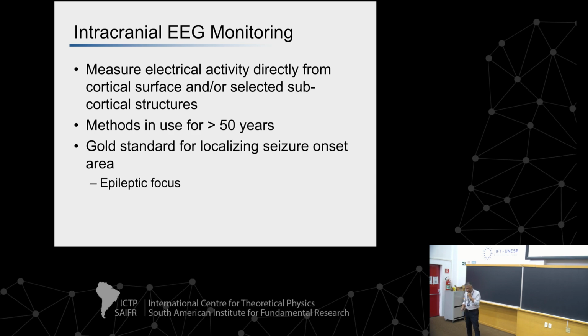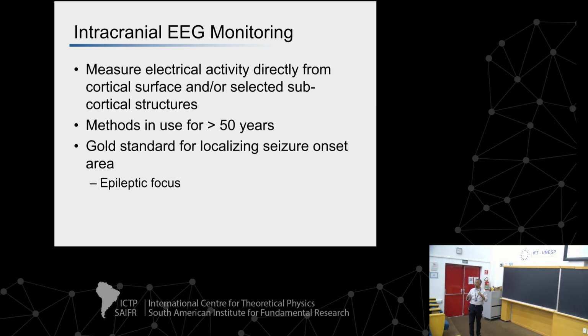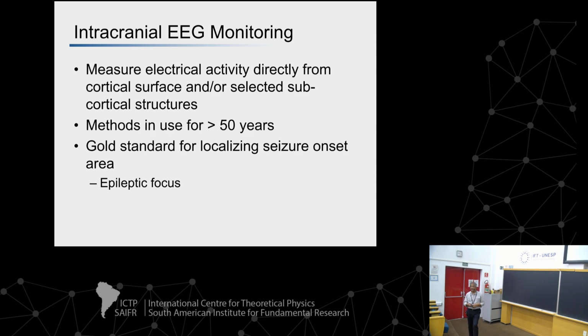So we measure electrical activity directly from the cortical surface and or selected subcortical structures. The methods have been in use for more than 50 years. It's a gold standard for localizing the seizure onset area, and it's helped define this concept of an epileptic focus as a discrete area of the brain from which seizures arise and spread.